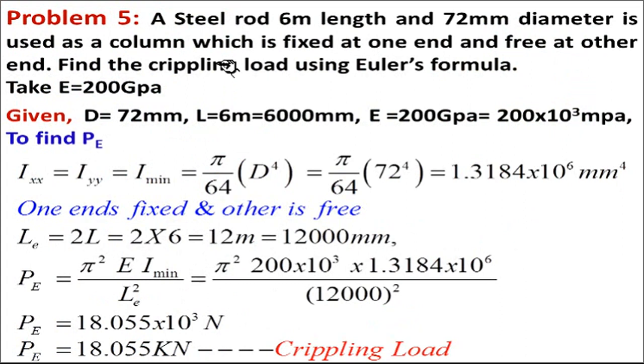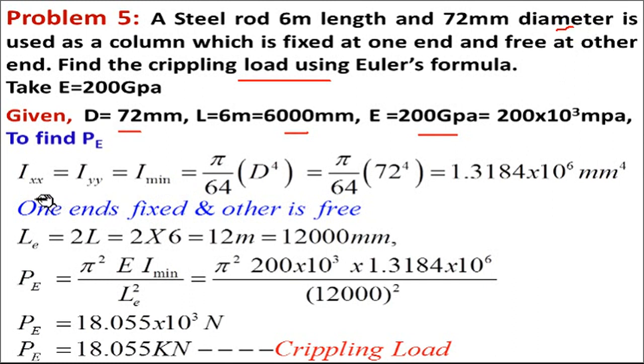Now see the next problem. A steel rod 6 meter length and 72 mm diameter is used as a column which is fixed at one end and free at the other end. Find the crippling load using Euler's formula. So here one steel rod is given of diameter 72, of length 6 meter, modulus of elasticity is given. Steel rod means it is circular, rod means it is always circular. So diameter is mentioned here, so it is circular.